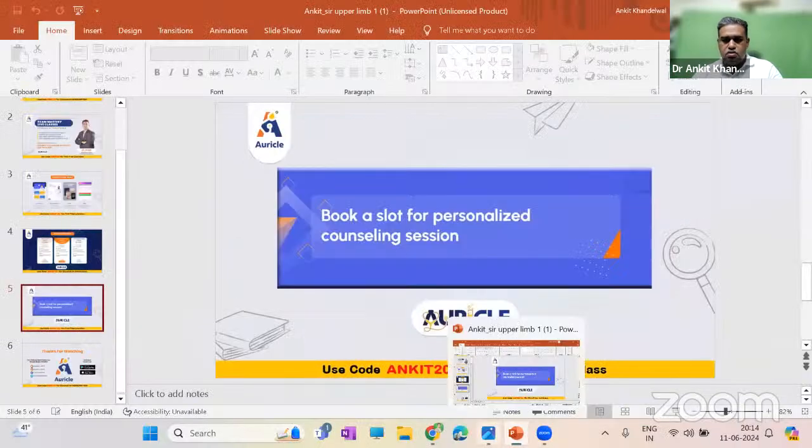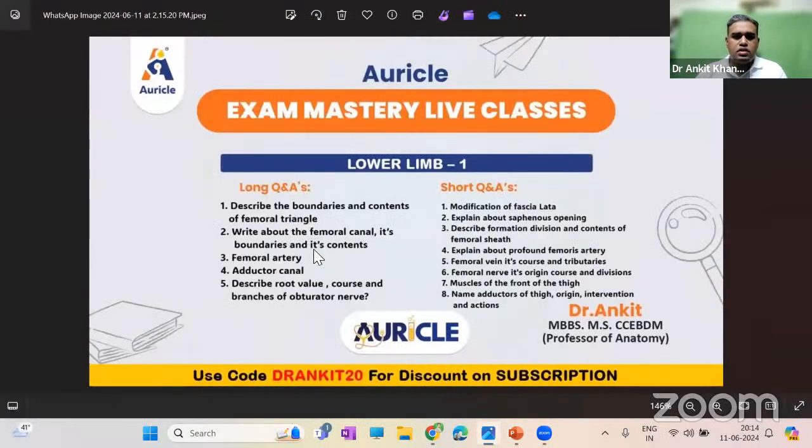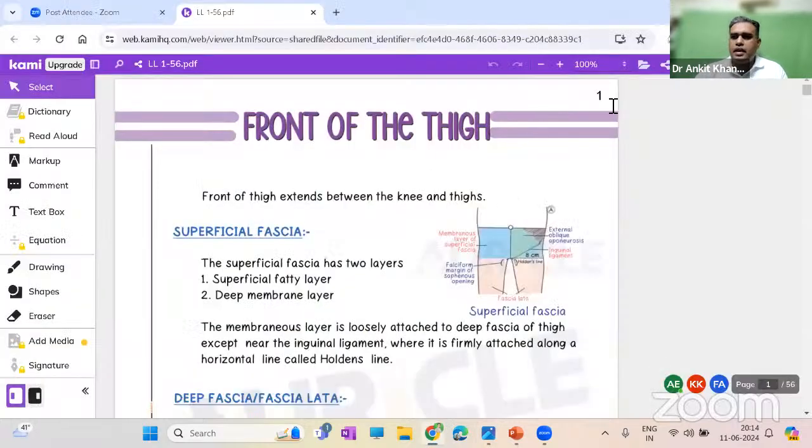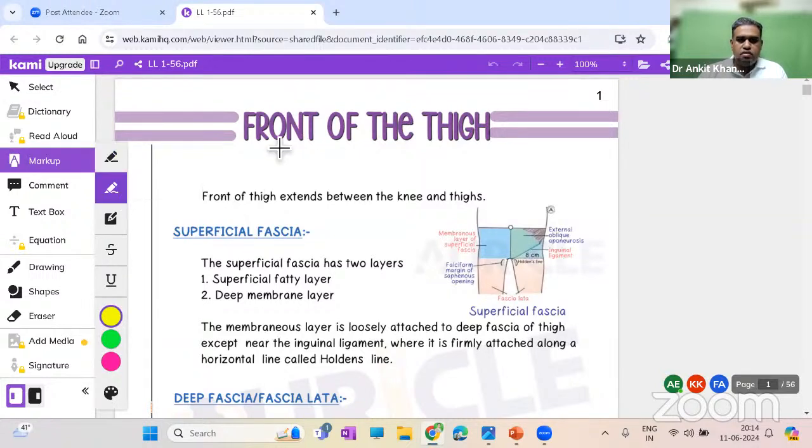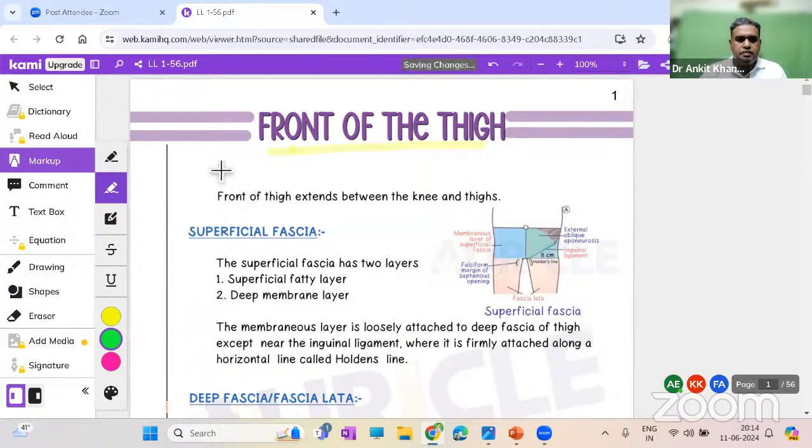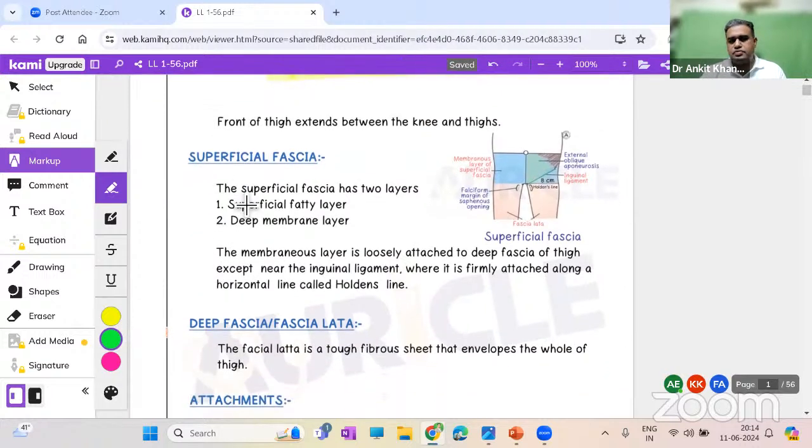So coming back to the topics, these are all the topics that we are going to cover as already discussed. So let's start over here. Here we start with the thigh. Front of the thigh is what we are going to start with, and let's move on with it. It's going to be a quick session, a quick revision.